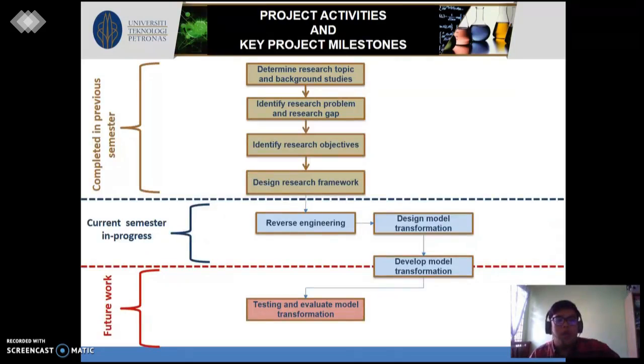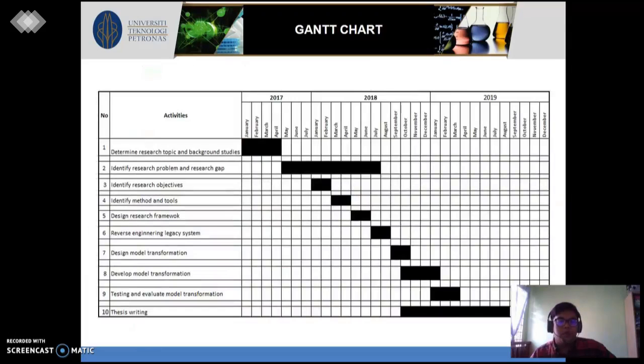Moving on with the project activities and key project milestones. These are the project milestones. By the end of this semester I will do the reverse engineering and the design of the model transformation, and by early next year I will start to develop the model transformation, and after that I will test and evaluate the model transformation. These are the research Gantt chart.